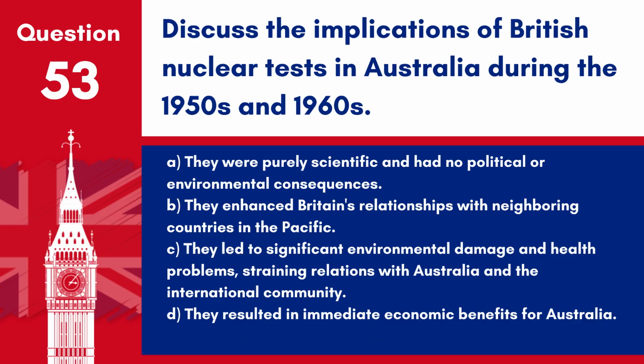Question 53. Discuss the implications of British nuclear tests in Australia during the 1950s and 1960s. A. They were purely scientific and had no political or environmental consequences. B. They enhanced Britain's relationships with neighbouring countries in the Pacific. C. They led to significant environmental damage and health problems, straining relations with Australia and the international community. D. They resulted in immediate economic benefits for Australia.